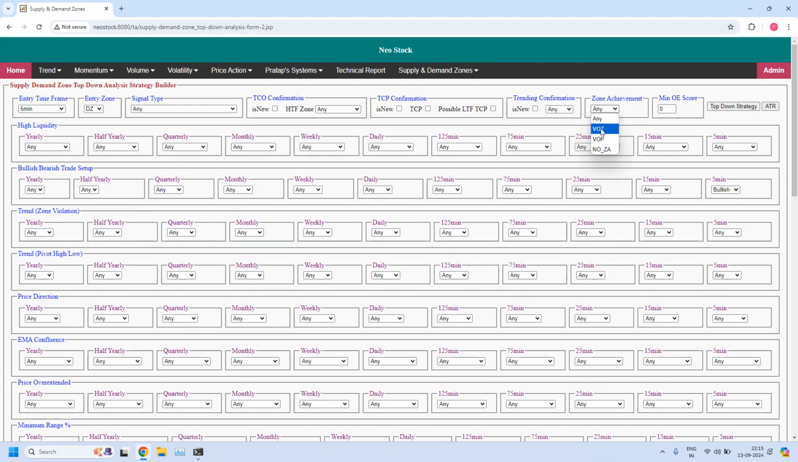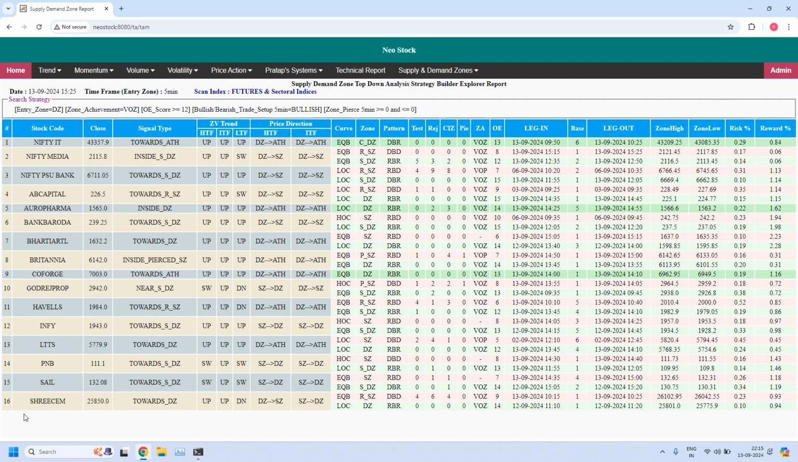Zone achievement is violated opposing zone. Minimum order enhancer score should be 12. All the 3 filters are applied to 5 minutes demand zone. So 16 stocks are filtered. All these 16 stocks are supporting bullish trade setup for hourly income trade.